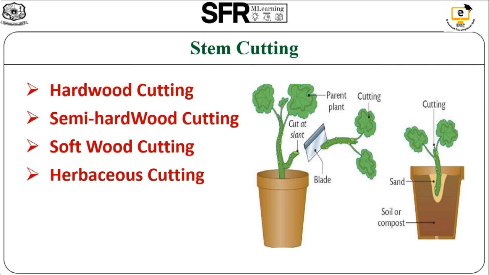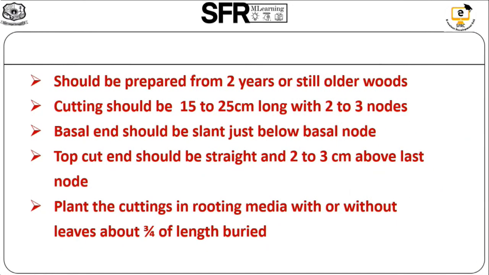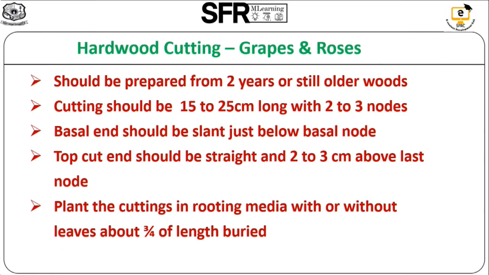At the last we can see what environmental conditions are needed for a plant to grow. A hardwood cutting you can use for grapes or roses, that we all know, the rose. It should be prepared from a 2-year-old or older stem. The cutting should be 15 to 25 centimeters long with 2 to 3 centimeters thickness, and the basal end should be slanted just below the basal node. So the basal end at the bottom should be a slant one, and the basal node, you know the nodal region, is where the new leaf bud will arise.